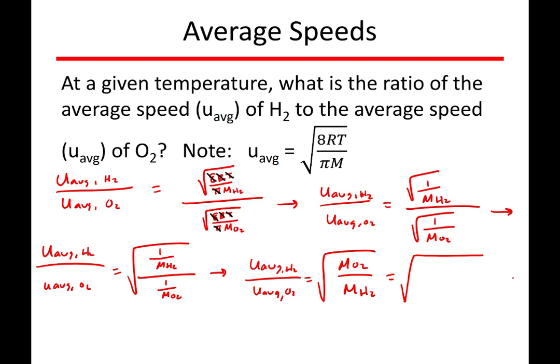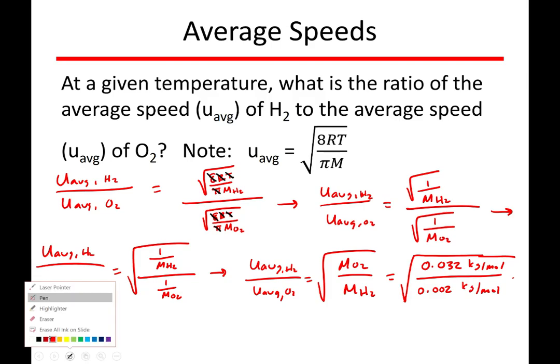So for O2, the molar mass is 32 grams per mole. That's what you get from the periodic table. And in kilograms per mole, that would be 0.032 kilograms per mole. And then for H2, that's 2 grams per mole, and in kilograms per mole, when you divide by 1,000, you get 0.002 kilograms per mole. Now, because the units of mass cancel out, it doesn't matter what units you use. If you used grams per mole, you'd get the exact same answer. 0.032 over 0.002 comes out to 16.